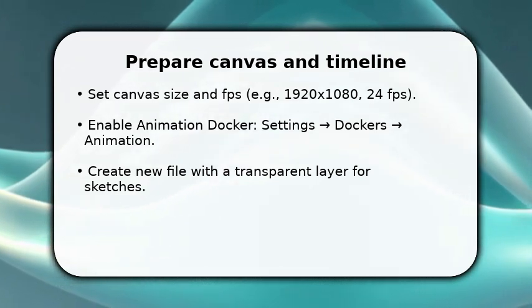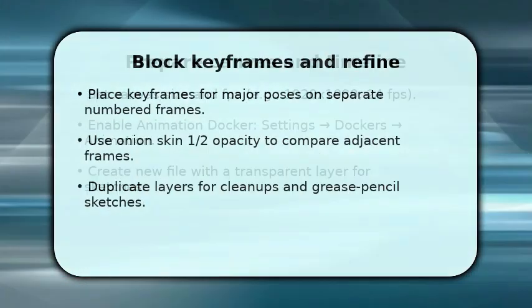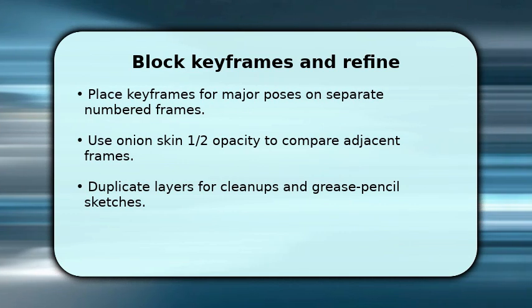Now add a new frame on frame 1 and draw the first pose. This is your anchor for subsequent poses. You'll block the main keyframes across the timeline, spacing poses where motion changes. Place keyframes on numbered frames and use the onion skin with half opacity to see previous and next drawings. This helps you judge arcs and timing.